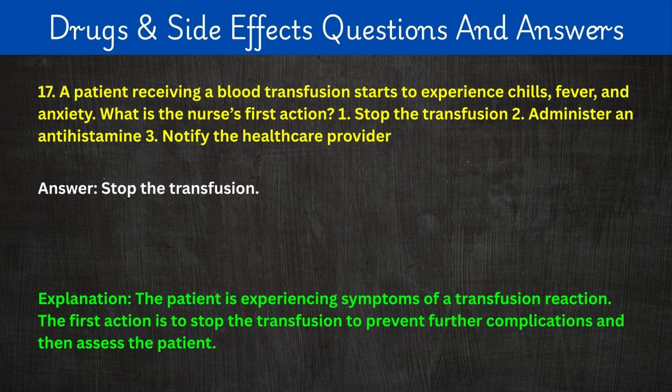17. A patient receiving a blood transfusion starts to experience chills, fever, and anxiety. What is the nurse's first action? 1. Stop the transfusion. 2. Administer an antihistamine. 3. Notify the healthcare provider. Answer: stop the transfusion. Explanation: the patient is experiencing symptoms of a transfusion reaction. The first action is to stop the transfusion to prevent further complications and then assess the patient.